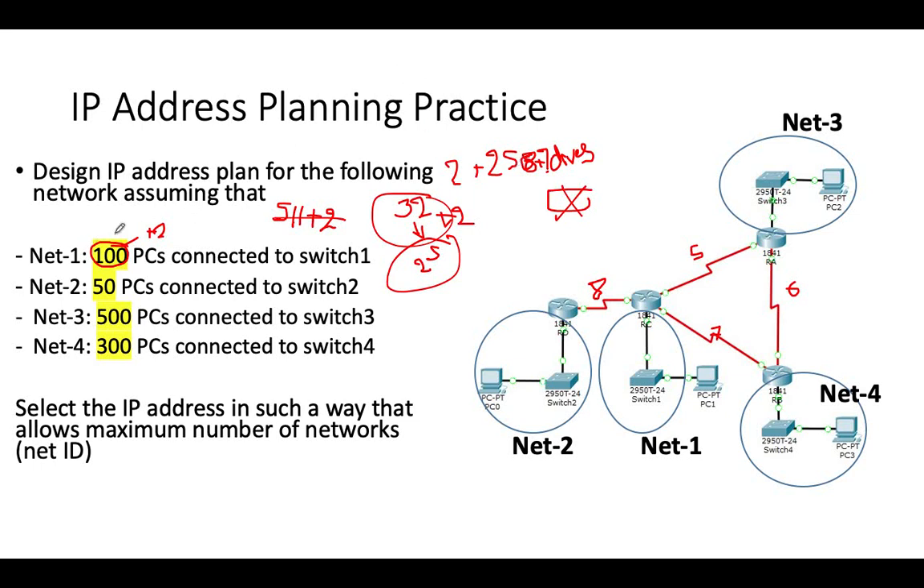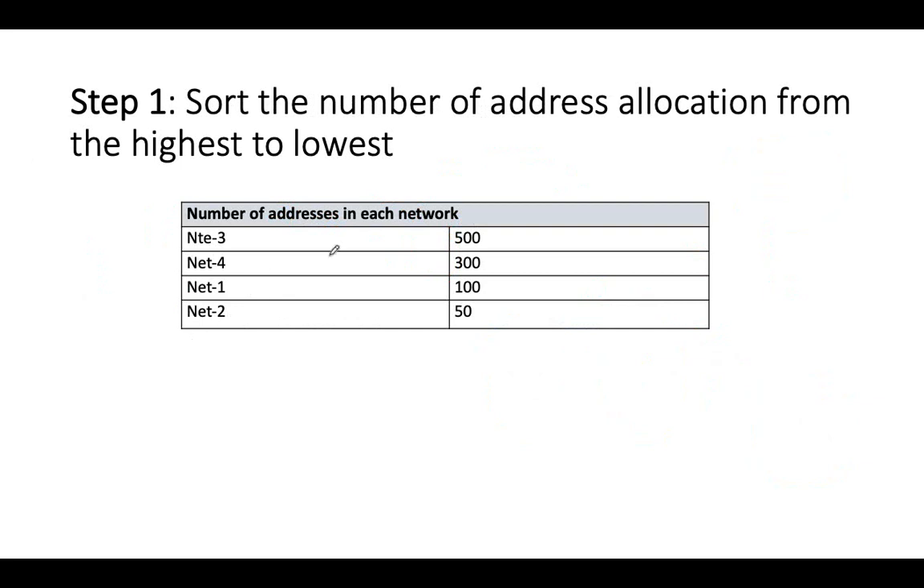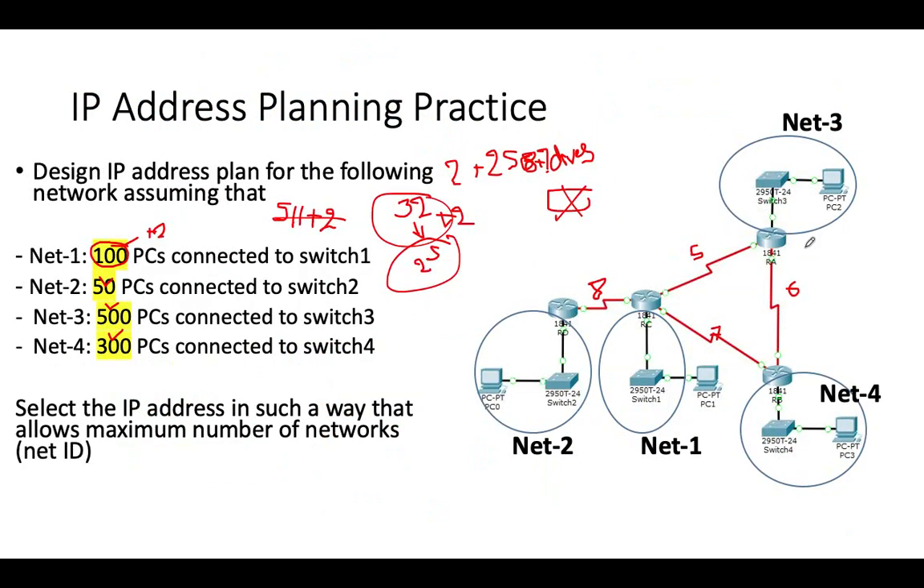Here I need 100 PCs. Here 50 PCs. Network number 3, 500. Network number 4, 300. Okay, what do you do exactly first? Put them in descending order. What do you mean by descending order? Put the highest number at the top. So over here 500, then 300, this is 100, this is 50. Okay, and now let's start with 500. Let's go with very basic IP addresses.